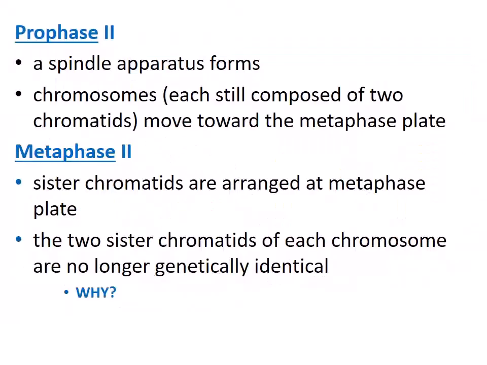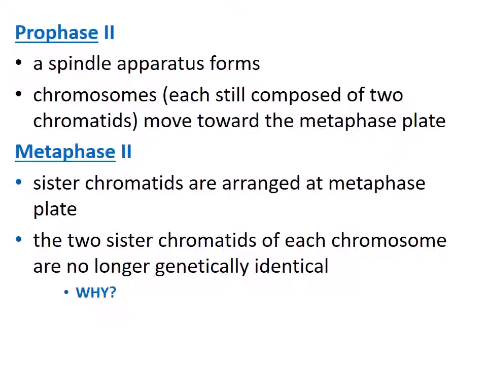They will catch you. Prophase 2 is a lot like prophase of mitosis, really. You've got the nuclear envelope dissolving, and the spindle apparatus forms. The chromosomes at this point are still composed of the 2 sister chromatids. They move their way towards the metaphase plate. In metaphase 2, the sister chromatids are arranged at the metaphase plate, and the 2 sister chromatids of each chromosome are not genetically identical anymore.